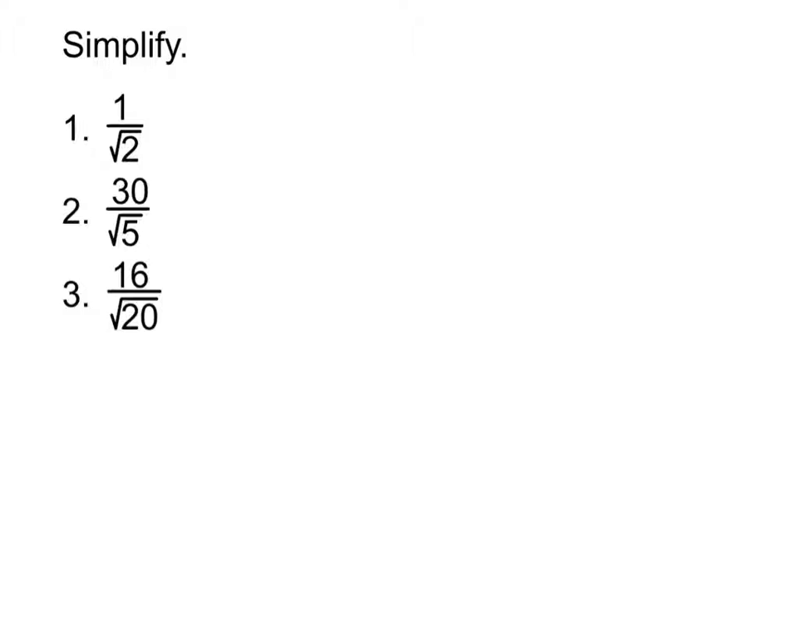Remember that in order to rationalize the denominator, I multiply that by its own square root. So I'm going to multiply the bottom of this first fraction by the square root of 2. But if I multiply the bottom by the square root of 2, I of course also have to multiply the top by the square root of 2. Now when we do that, on the top, 1 times the square root of 2 gives me the square root of 2. On the bottom, the square root of 2 times the square root of 2 gives me the square root of 4.